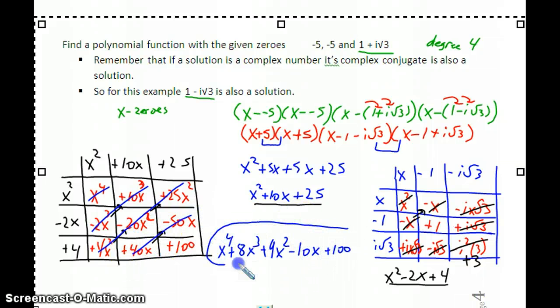So this would be the polynomial that would have the following 4 zeros: negative 5, 1 plus i square root of 3, and 1 minus i square root of 3. Again, remember we stated at the beginning it should be degree 4, and it is. So we know we did that right.